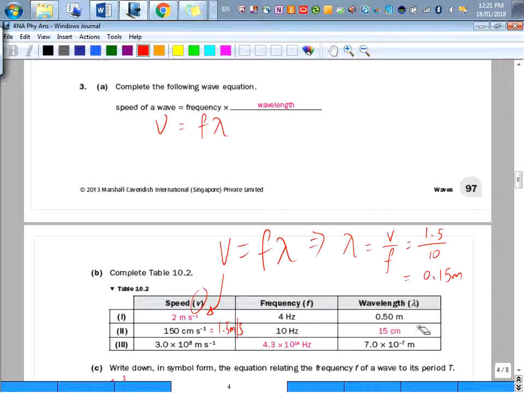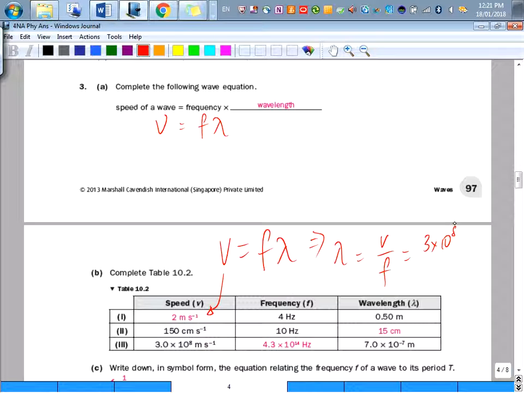And now, for the last question, we are given the speed and frequency. Now to find lambda will be equals to v over f. So 3 times 10 to the power 8, which is actually the speed of light, divided by 4.3 times 10 to the power 14. And then you will get this answer, approximately.